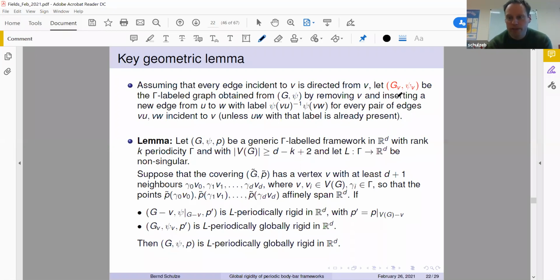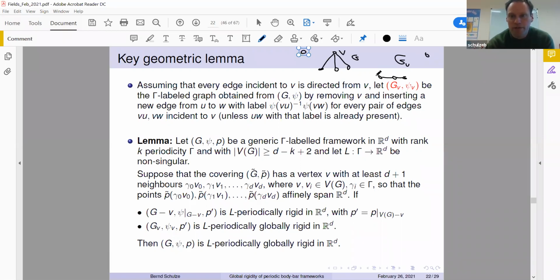Well, I need one little definition to state the lemma. So if you have your gamma labeled graph G psi and a vertex V, then we can form this new gamma labeled graph, which is GV. We obtain GV by taking any pair of edges that leave V to vertices U and W, and, sorry, V is gone. So let me draw it here. We only have the neighbors left, and for any pair of edges that leave V, we just put in the edge between the neighbors.